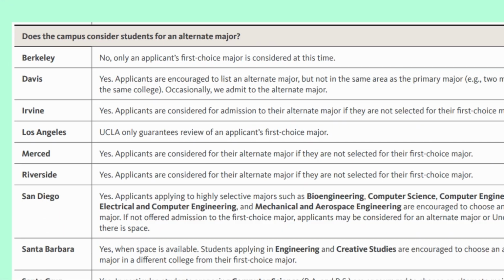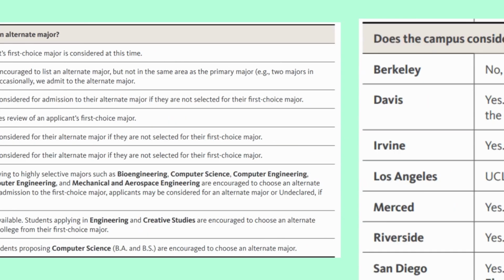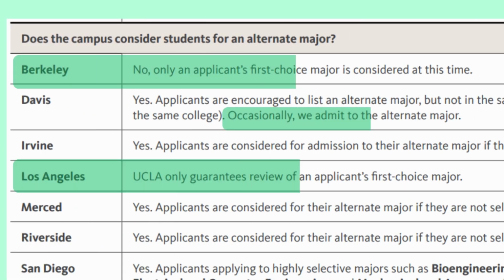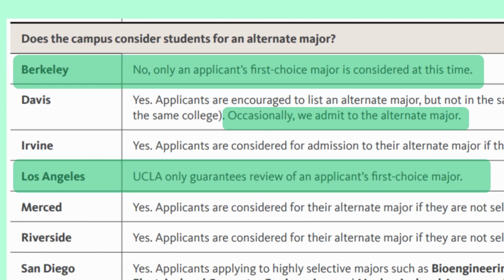Another thing to keep in mind is whether your alternate major is considered or not. For UC Davis and probably UC Berkeley as well, they don't even consider your second choice major even though they ask for it. UCLA doesn't even ask for the second major. So you can search that up on the internet, and then make decisions based on that as well. Yeah, let's move on.